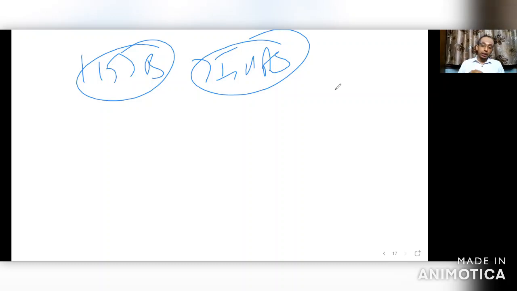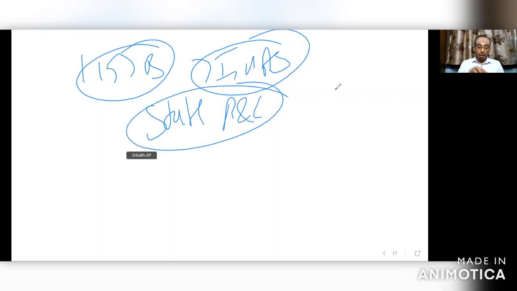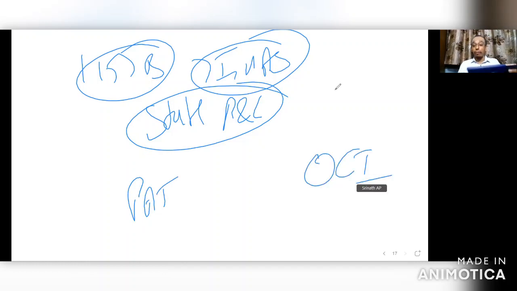In INDAS, if you go to the statement of profit and loss, you will prepare PAT. Then after PAT, you have got one special item called other comprehensive income.